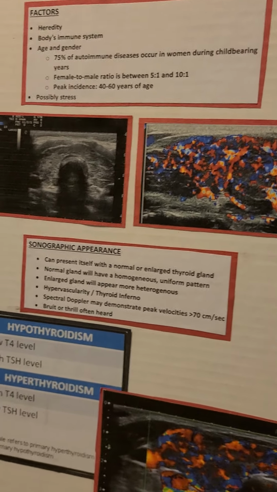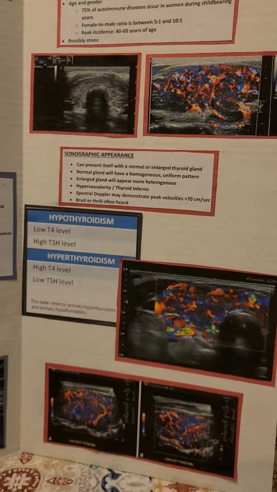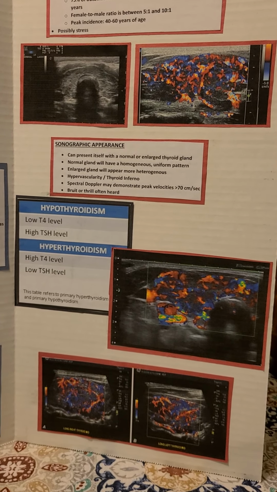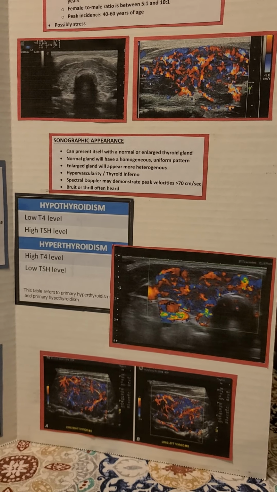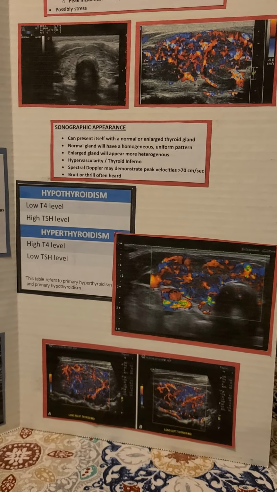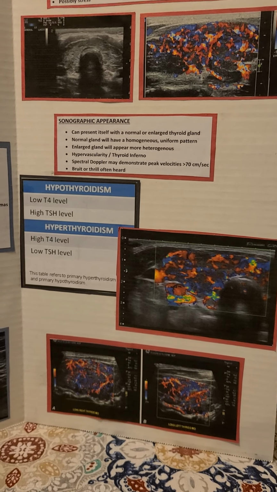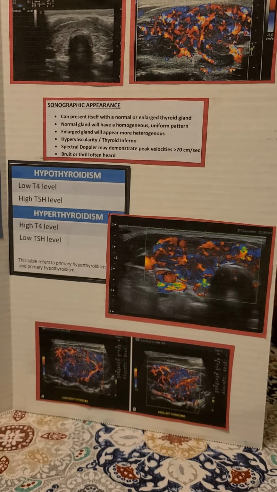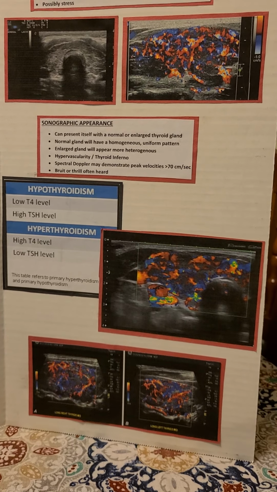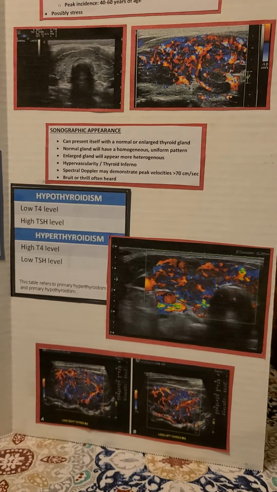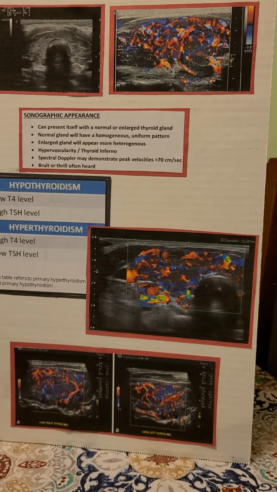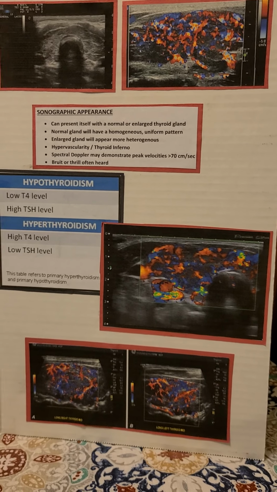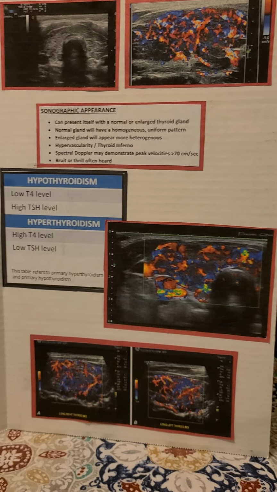The sonographic appearance of Graves' disease: it can present itself with a normal or enlarged thyroid gland. The normal gland will appear homogeneous. The enlarged gland will appear more heterogeneous. It will also have hypervascularity or thyroid inferno, which we see in these images. And the peak velocities in spectral Doppler will be greater than 70 centimeters per second.